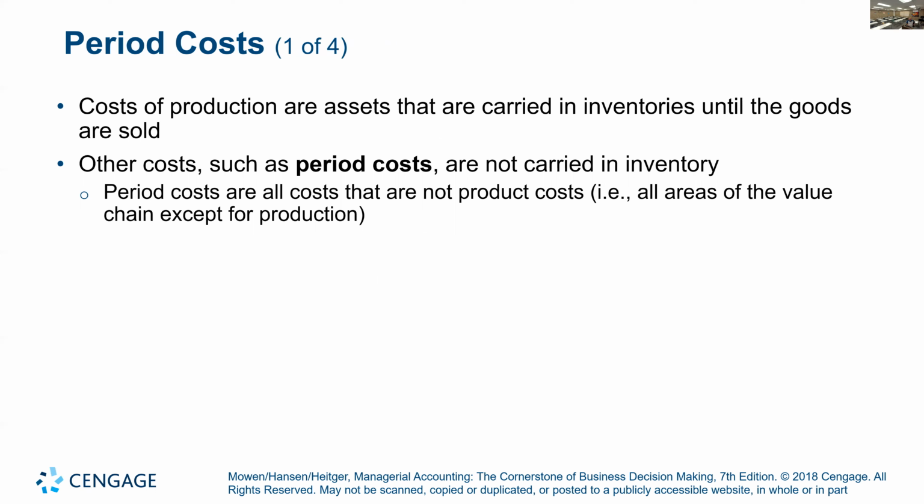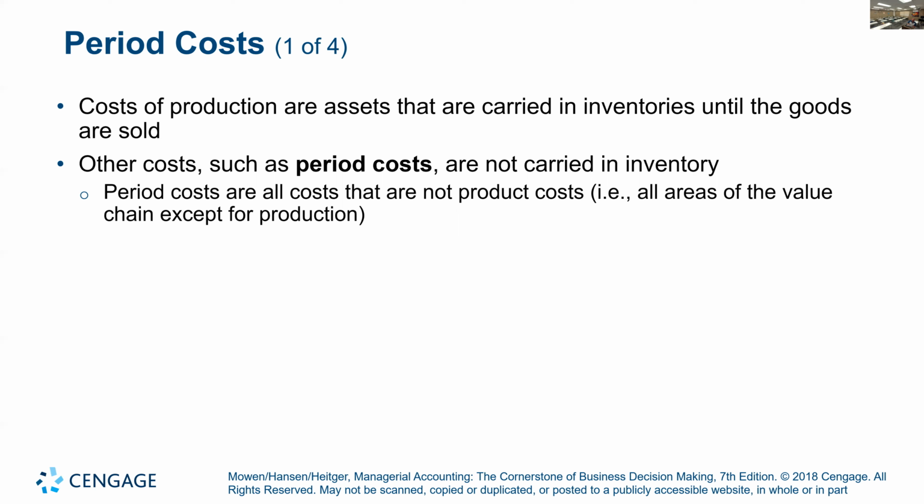So if something does not help make the product, we consider it a period cost. A lot of stuff we're going to be looking at here is period cost. It is something that happens at the corporate office. Anything that happens at the factory, maybe we have a factory where we're making furniture, is different.